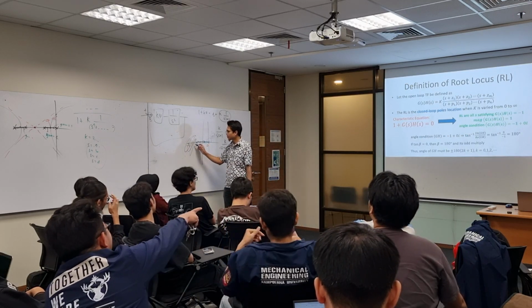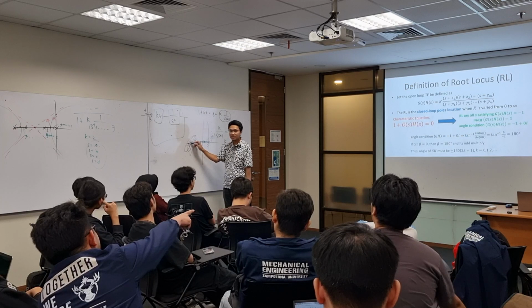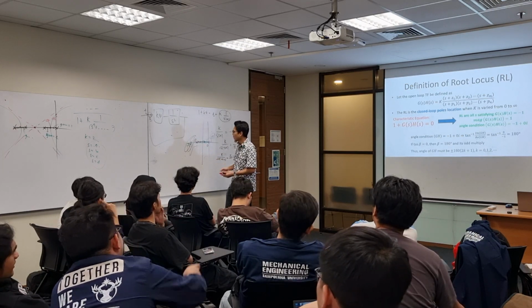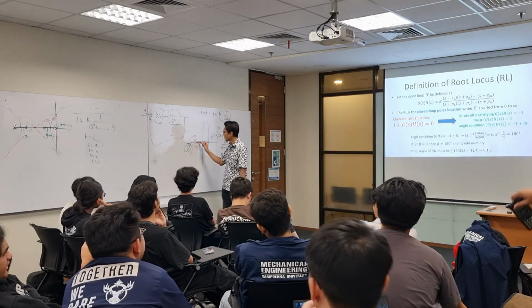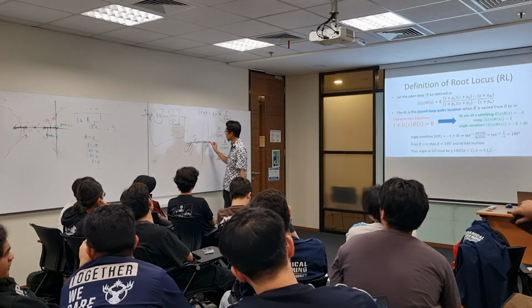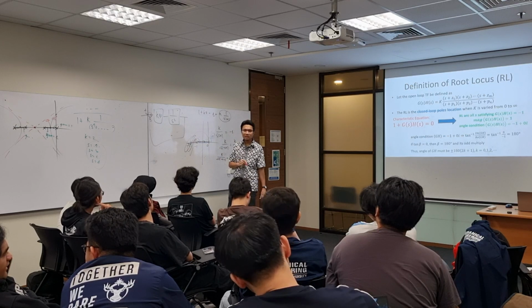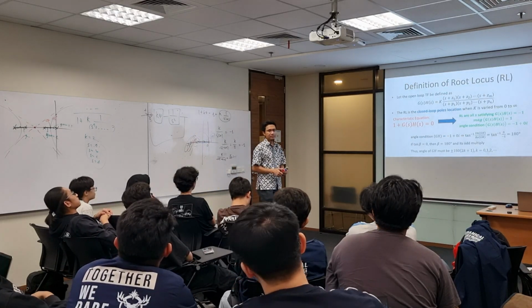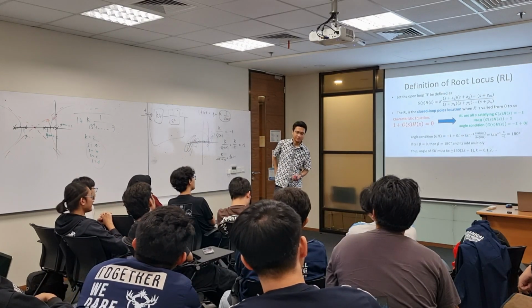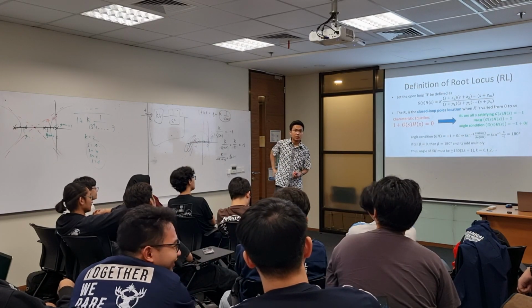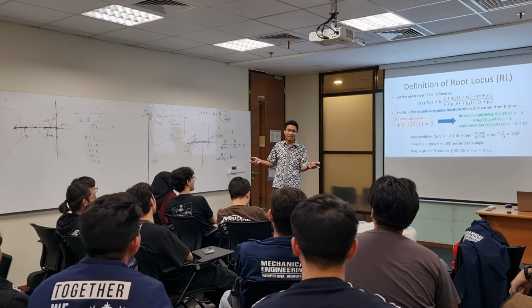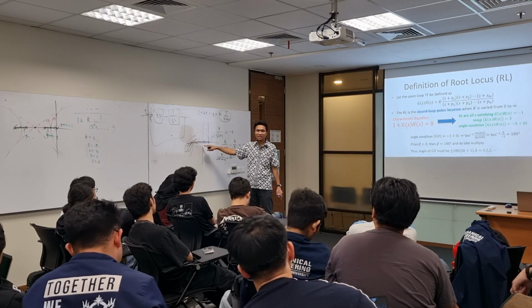Yeah, if we test over here, what will be the angle? 180. From this pole it will be 180. From this pole, so the total angle is 360. It doesn't satisfy. Okay. When are we going to use this? The exam? No, we use it already. We use this angle condition already.